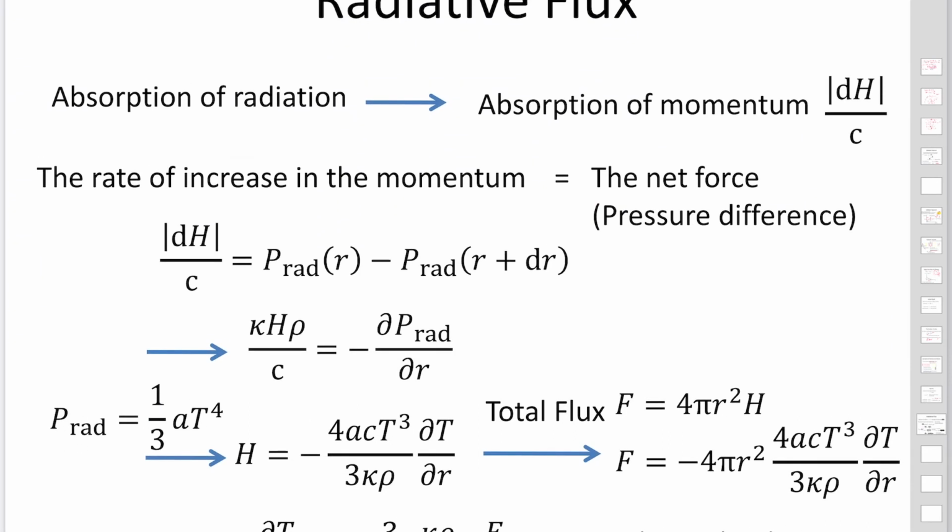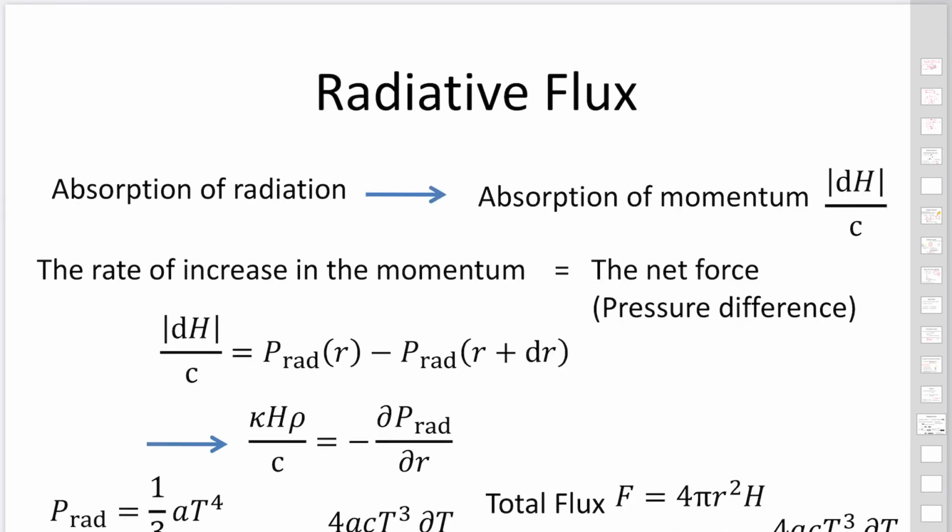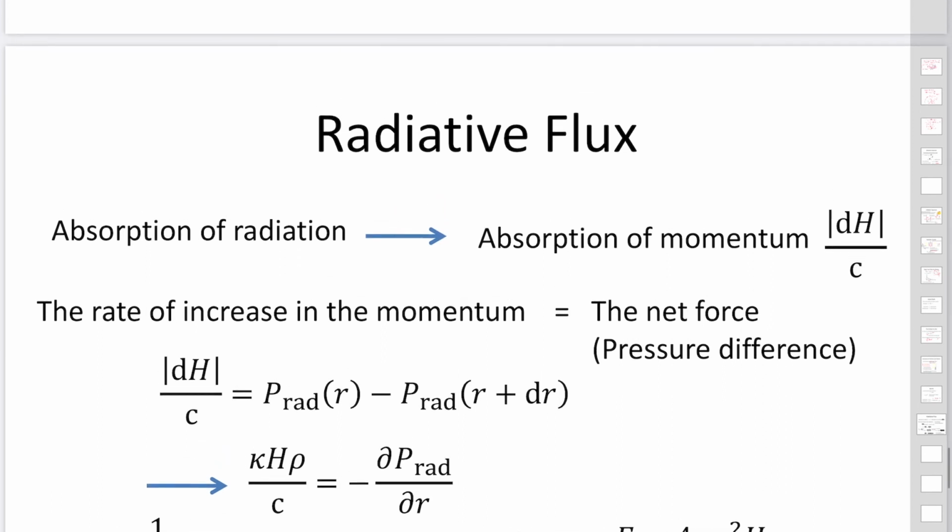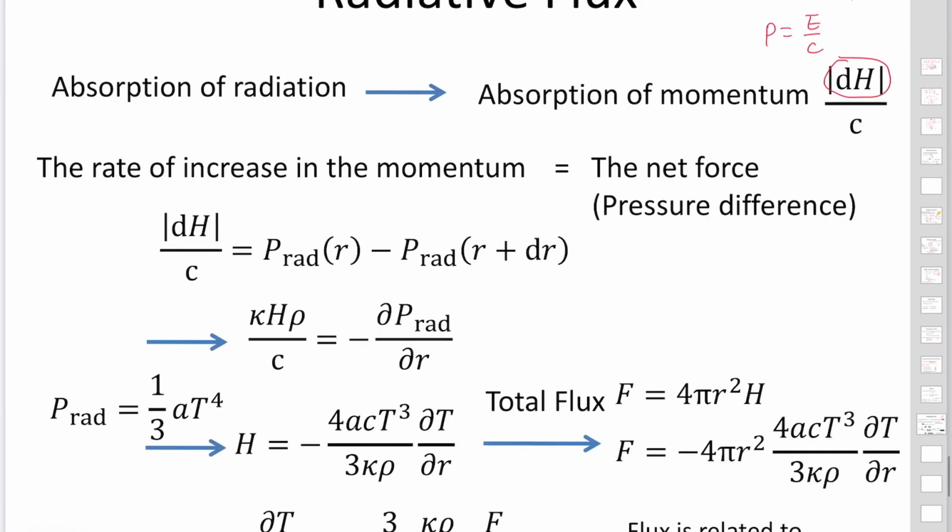Finally, we'd like to find out the temperature gradient inside of the stars. Absorption of radiation is absorption of photons. A photon has momentum, from the equation energy equals pc. So momentum is expressed as energy divided by c, the speed of light. dH corresponds to the energy absorbed in the slab. So dH divided by c is the absorbed momentum. The rate of increase in momentum is equal to the net force, which is the pressure difference.